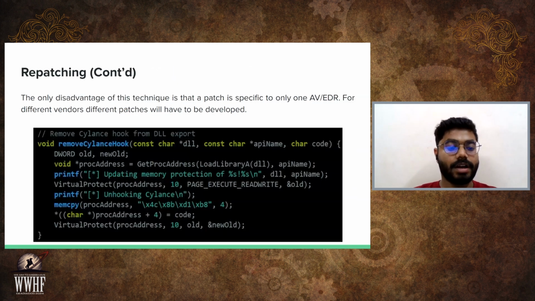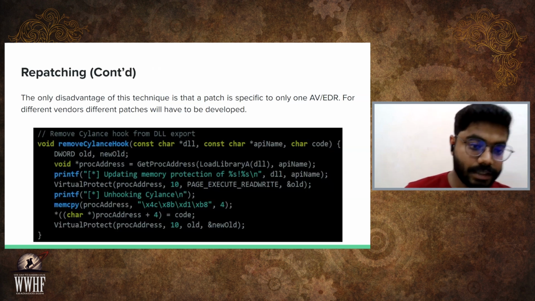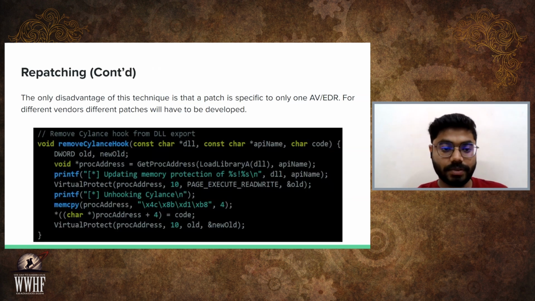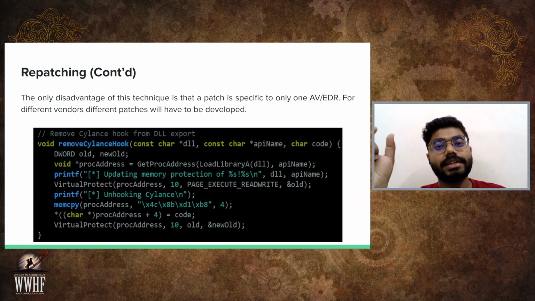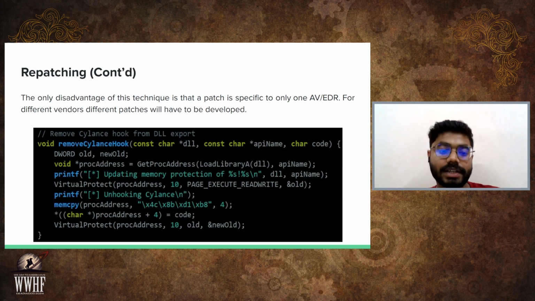Next slide. You can see the code in the given slide. This code is used to remove the hook for the DLL export. If you want to patch a particular API, you can get the API name and get its address using GetProcAddress. Then get the permission using VirtualProtect and patch the particular address which you get from the DLL on the disk. Then close the old handle. That's it. You have patched the particular API and all the hooks are patched.